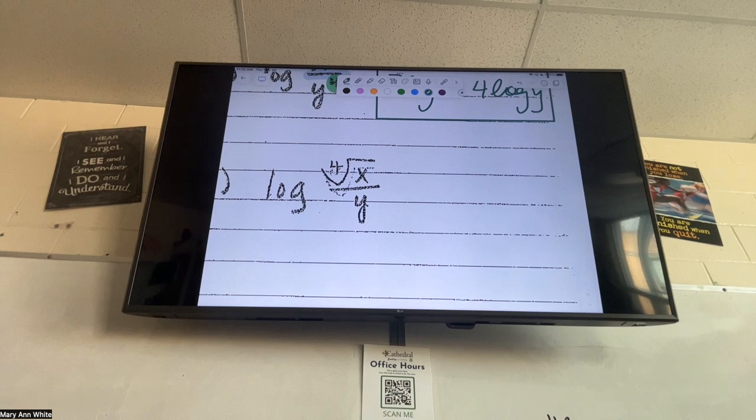The next one, though, the 4th root, the quartic root, is only over the x. So we're going to go 1/4 log of x minus log y. The log y does not need a 1/4 with it.